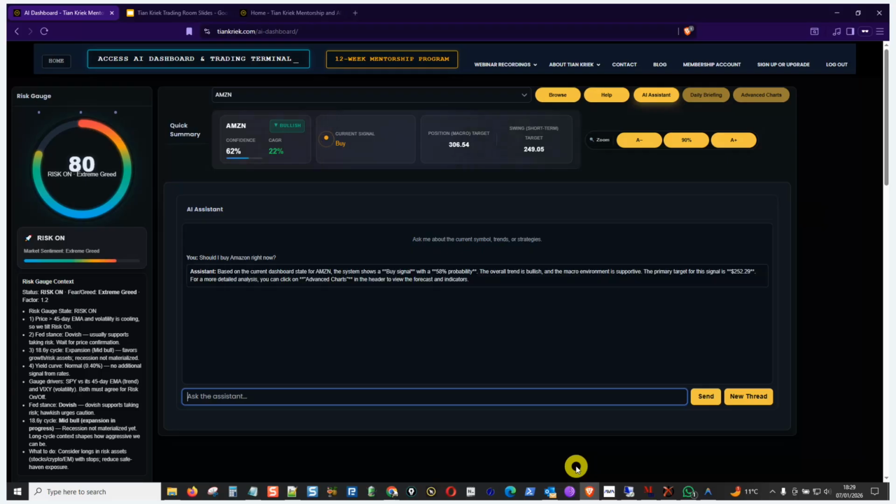There we go. So it's saying, based on the current dashboard state for Amazon, the system shows a buy signal with a 58% probability. The overall trend is bullish and the macro environment is supportive. The primary target for the signal is 252.29. For a more detailed analysis, you can click on advanced charts in the header to view the forecast and indicators. Okay, and you can ask it anything.